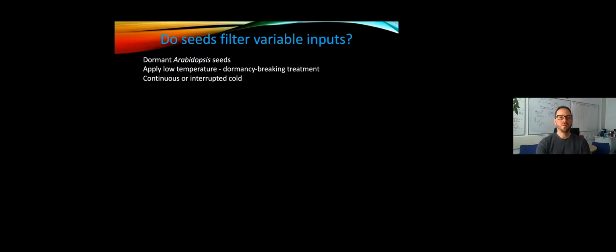So what we did, to ask whether seeds are also filtering noisy inputs, was take dormant Arabidopsis seeds and apply low temperatures, which are a dormancy-breaking treatment, and then provide either continuous cold or interrupted cold. The idea would be that if seeds were filtering noisy inputs, continuous cold would break dormancy more effectively than interrupted cold. Because if the interrupted cold is being filtered, it won't be as informative, as constructive towards the breaking of dormancy, as giving it a continuous signal. A continuous strong signal will be better than an interrupted signal.